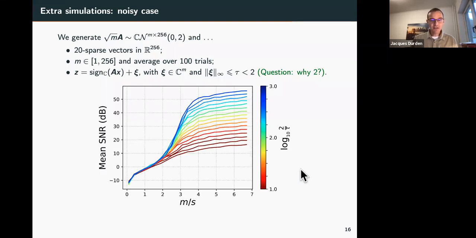And so if you do that, you have this accumulation of curves where, in the color bar, you have the input SNR of your system. So blue is high SNR and red is low SNR, which is related to the value of tau. And you see that you have something very similar to the context of linear compressive sensing, where the more noise you have in your system, the lower will be your ability to reconstruct a high quality estimate of your signal X.